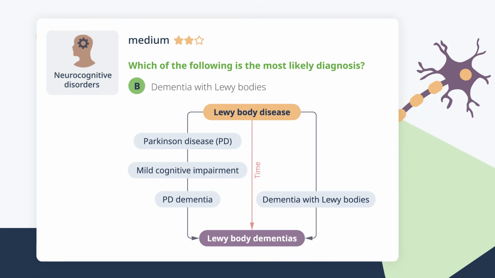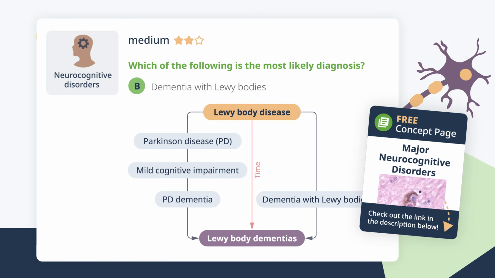In contrast, in dementia with Lewy body disease, patients develop early cognitive dysfunction, typically within the first 6 months of the onset of their Parkinsonian symptoms. And this is critical historical information that differentiates.